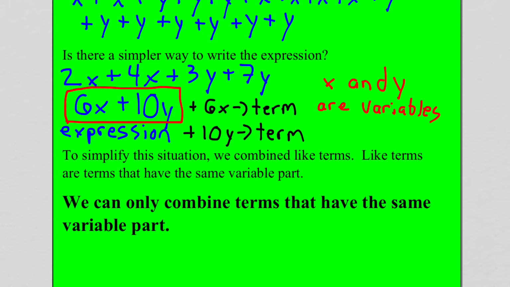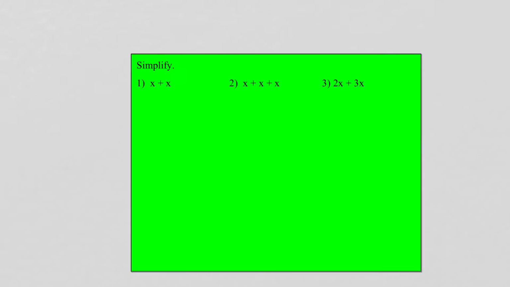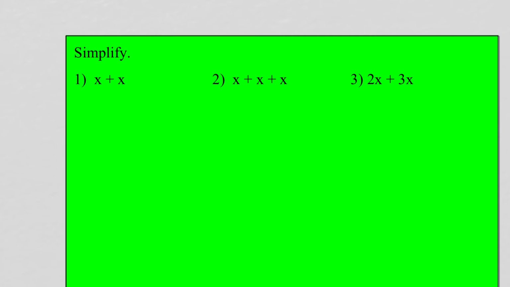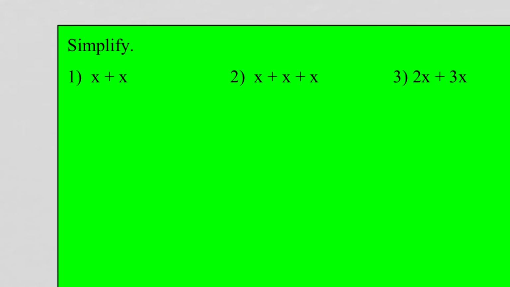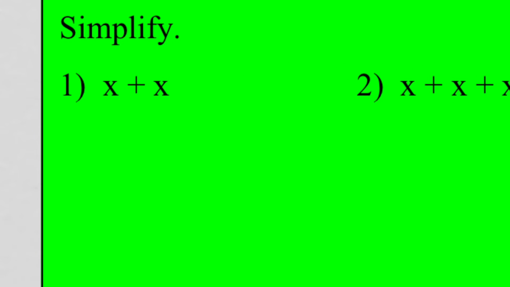Let's do some more work with like terms. So we're going to simplify. The first one we're going to simplify is x plus x. Now remember, if there's no number in front of the x, no coefficient in front of the variable, then there is a 1 there. So think of that as 1x plus 1x. And if we want to simplify this, we could simplify it to 2x.